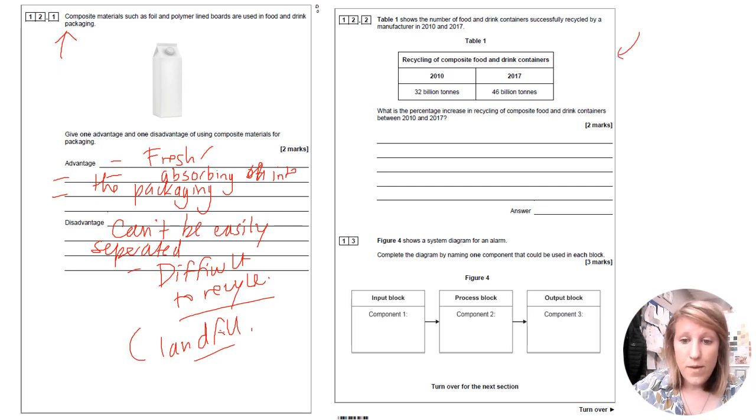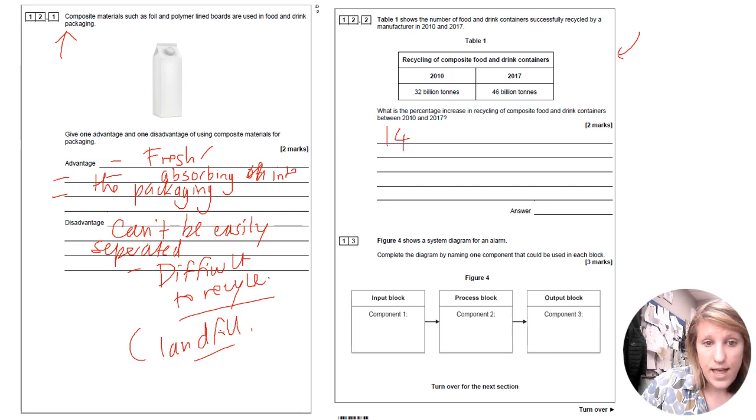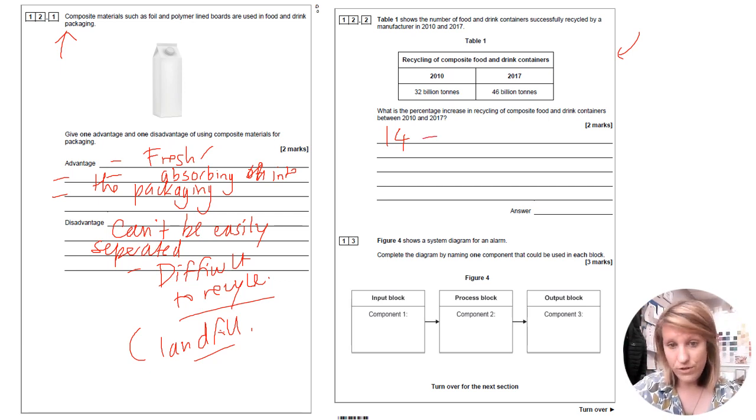Right, another maths question here. This one is all about working out a percentage increase between these 2 numbers here. So this is the amount of recycling that was done of composite food and drink containers. So here it says that between 2010 and 2017, there was 32 billion tonnes in 2010, 46 billion tonnes in 2017. So firstly, bizarrely, you actually get a mark for saying there's a 14 billion difference. So always make sure you write down every step. Even if you don't know how to do the question, write down something because you will get marks for it.